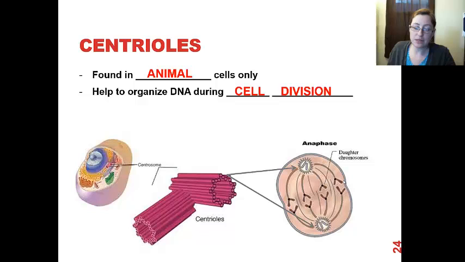What's going to happen is we're going to organize our DNA, and then we're going to move it to two different sides of the cell. And the idea is you're going to take that one cell, and eventually you're going to split it into two. So you want to make sure there's DNA in each of the resulting cells. So the centrioles are going to help with that.